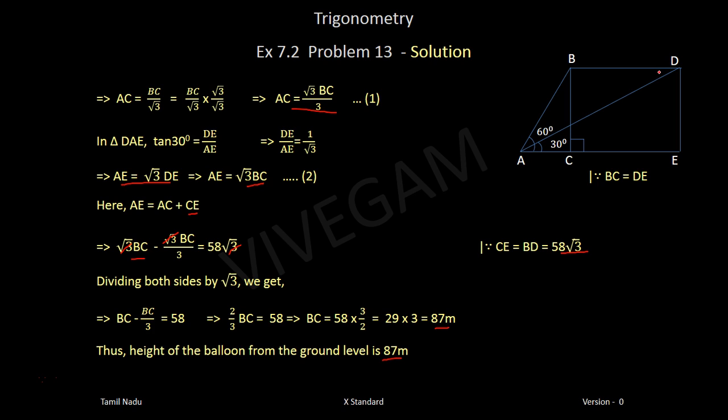And what is BD? It is the speed into time, because the balloon moves from here to here in 2 minutes, and the speed of the wind is 29 root 3 meters. So 29 root 3 into 2, that is 58 root 3. So this is what comes here. And this is written in terms of BC, and this also is written in terms of BC. I've just taken it to the left hand side, I've written it as negative. Okay, that's all it is. Now you have everything in terms of BC. You can calculate BC. And BC is nothing but height of the balloon from the ground level. Okay, so this is how this problem needs to be solved.